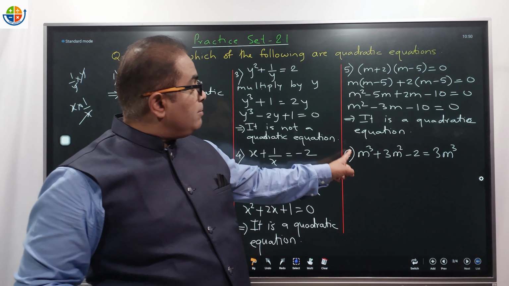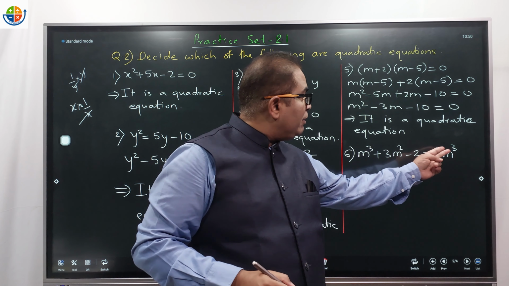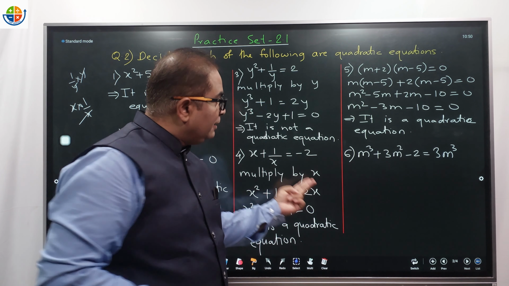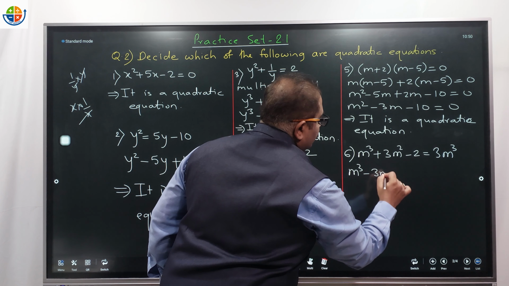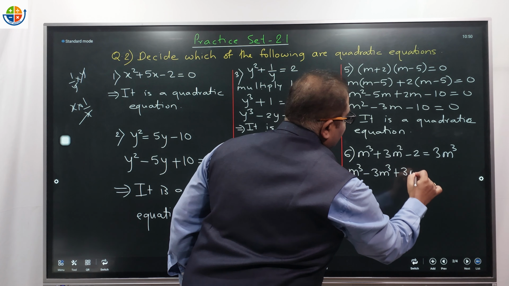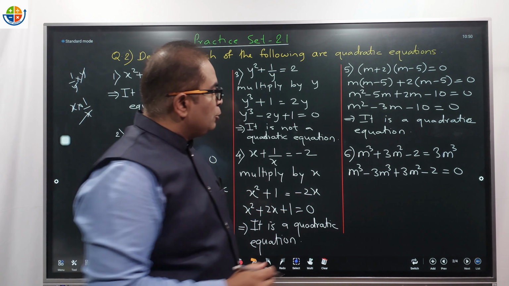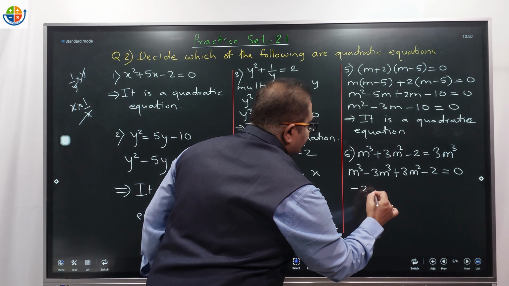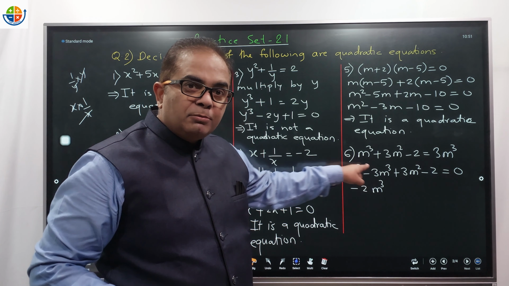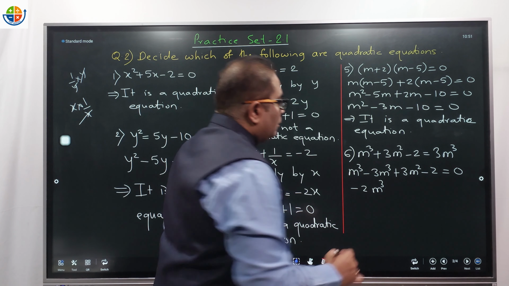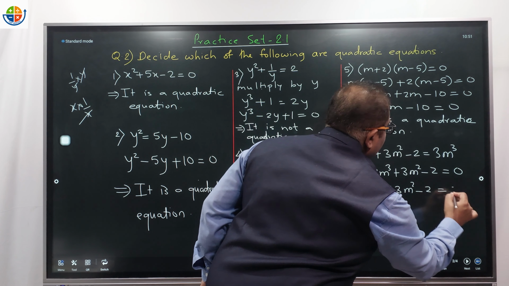Okay. M cube plus 3m square minus 2 is equals to 3m cube. I will take this 3m cube on left hand side. So m cube minus 3m cube plus 3m square minus 2 is equals to 0. ऐसे हो गया. M cube minus 3m cube will be minus 2m cube because 1 minus 3 is minus 2, plus 3m square minus 2 is equals to 0.